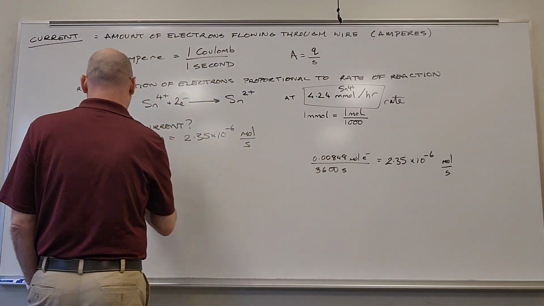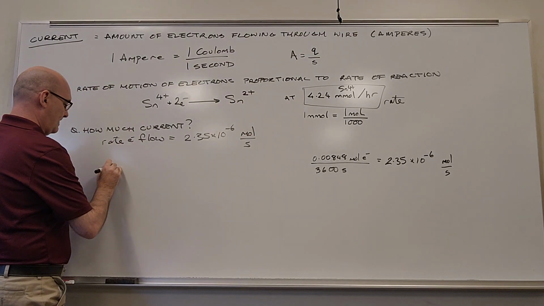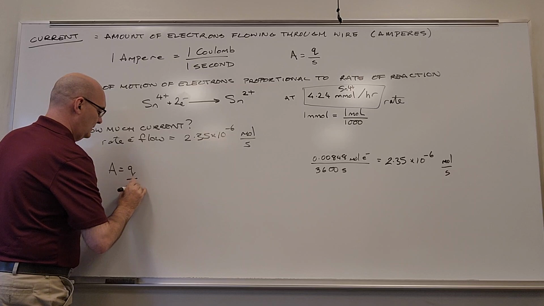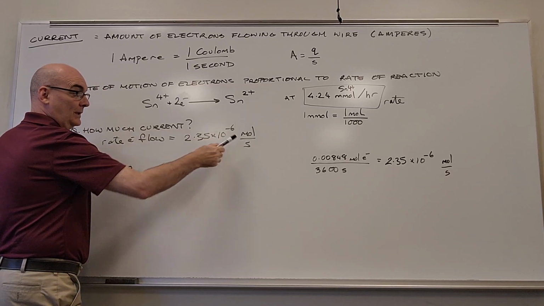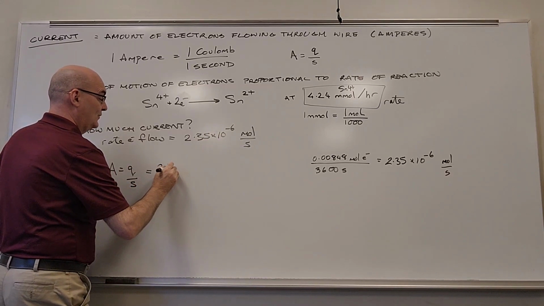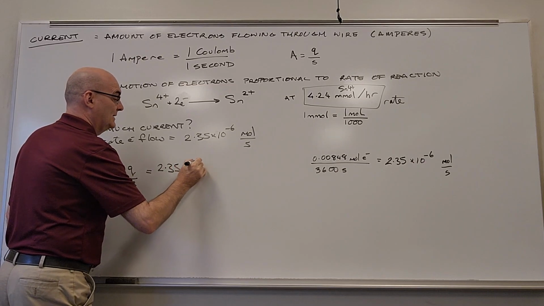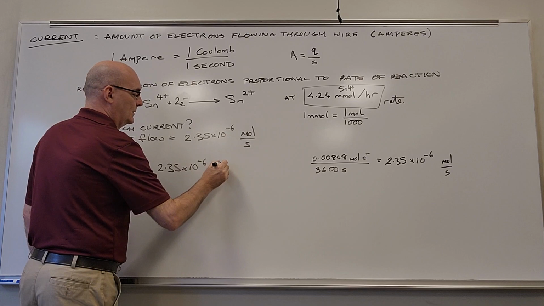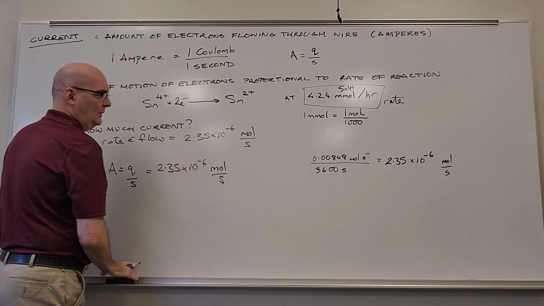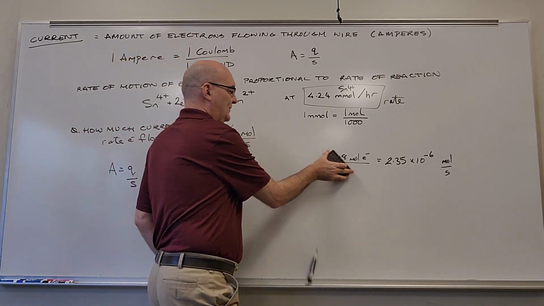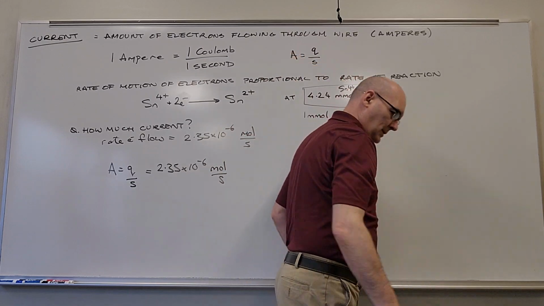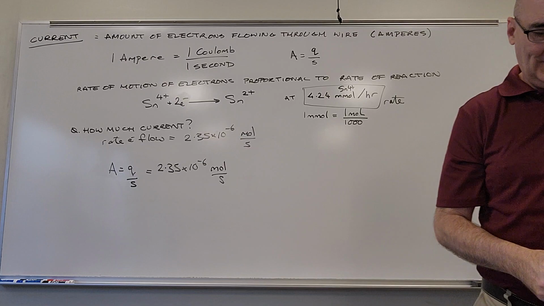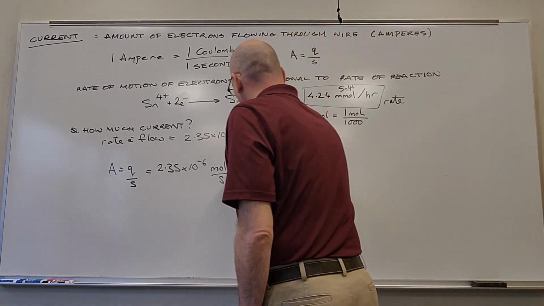Okay. A equals Q divided by S. I've already divided it by S. This is my 2.35 times 10 to the negative 6 moles per second. Keep your units in. It helps make sense of the logic of the math operation that you're about to do.